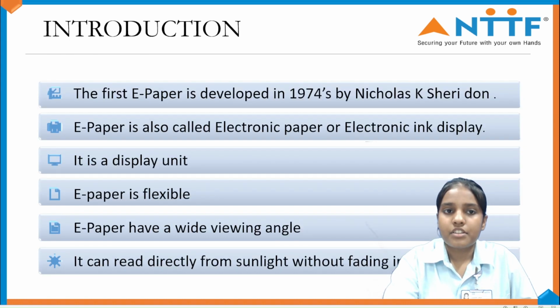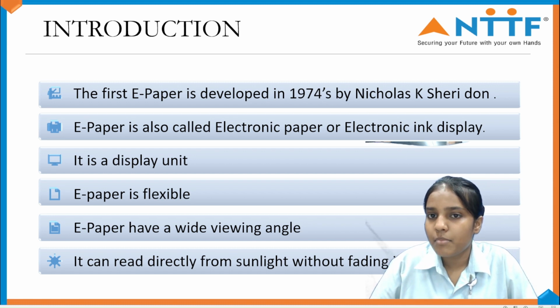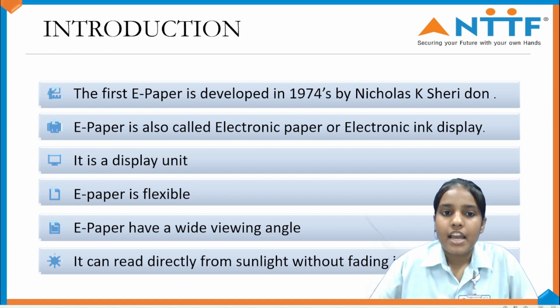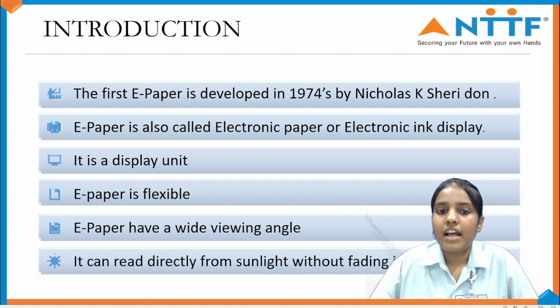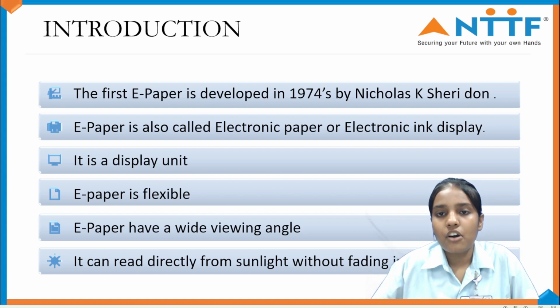Starting with the introduction, the first e-paper was developed in 1974 by Nicholas K. Sheridan. E-paper is also called electronic paper and electronic ink display. It is a display unit. E-paper is flexible. E-paper has a wide viewing angle. It can be read directly in sunlight without fading images.